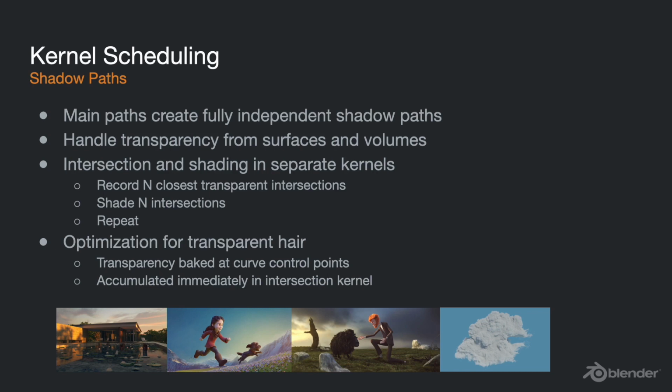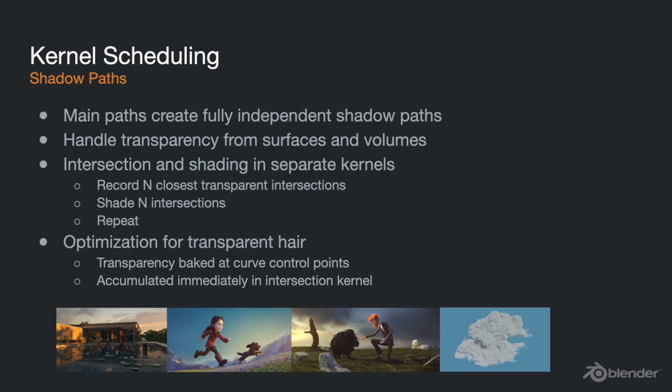And the way we do this is that we have one intersection kernel that finds any transparent intersections and another shading kernel that does the shading evaluation. One problem here is that on the GPU, we only have limited memory, but you can find potentially a huge amount of transparent intersections along a single ray. So how do we solve this?